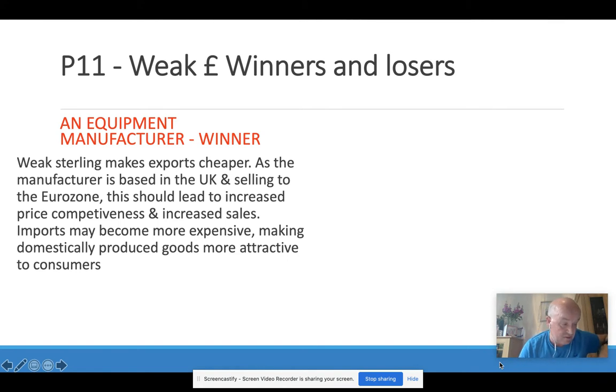So I'd like you to have a go at 2 down to 8. Turn the PowerPoint off, have a go at that yourselves, and then we'll come back and talk through the different options from 2 through to 8.